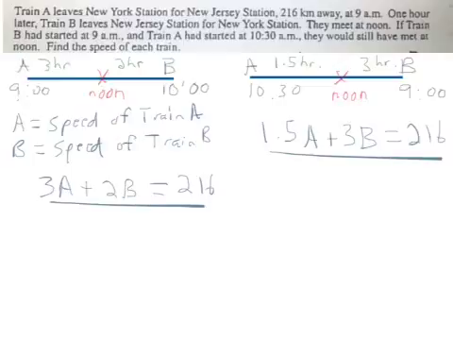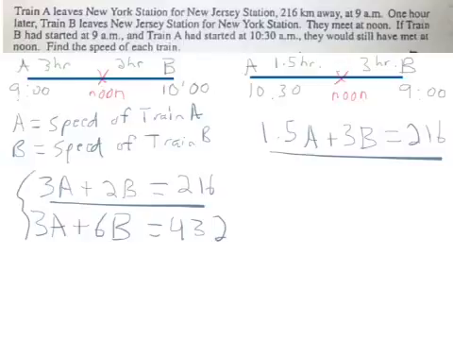So what I can do is I can now combine them, and I have a system of equations. But first, let me take this one over here on the right and multiply everything by 2 to get rid of that decimal. So when I do that, 1.5 times 2 is going to give me 3 times A. And then 3B times 2 is going to give me a 6B. And then 216 times 2 is going to give me a 432. Okay, so now I have two equations, and the decimal is gone.